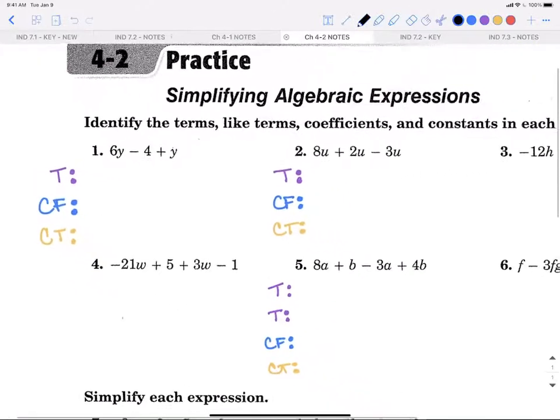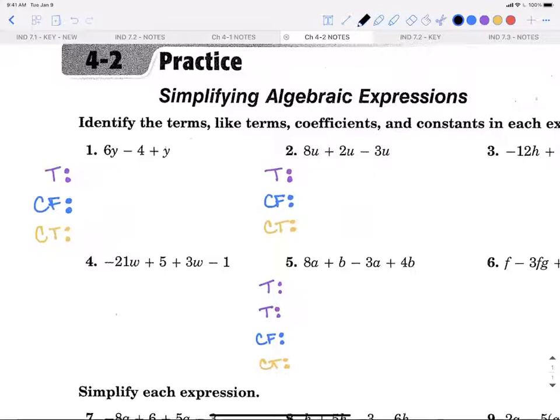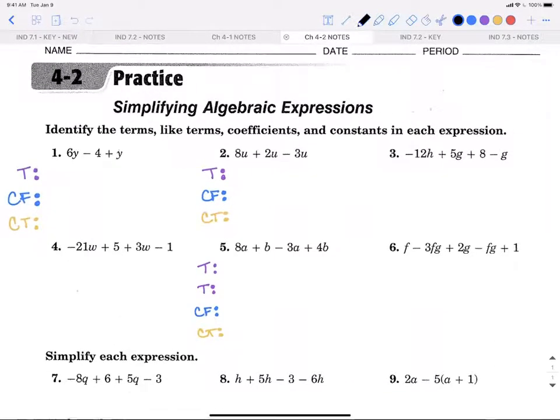And I want you to be very diligent to take good notes on these first couple. And here's why. The instructions look a little intimidating. Identify terms, like terms, coefficients, and constants in each expression. That is the direction that is going to be on the first section of your homework when we hand it out here in a second.